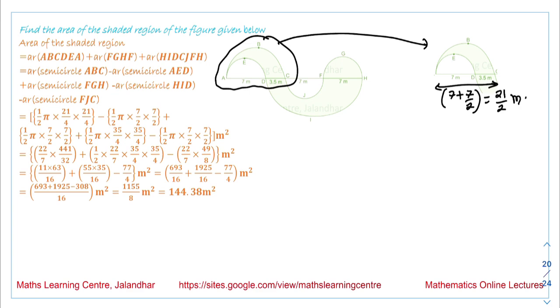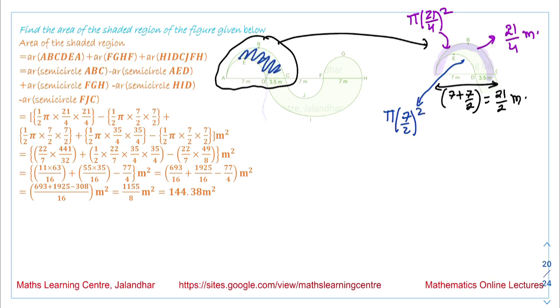If we are talking about this larger circle over here, the radius of this circle will be 21 by 4 meter. So the area of this circle will be pi into 21 by 4 square. The area of this inner circle is pi into 7 by 2 square. So the area of this first shaded portion is pi into 21 by 4 square minus pi into 7 by 2 square.